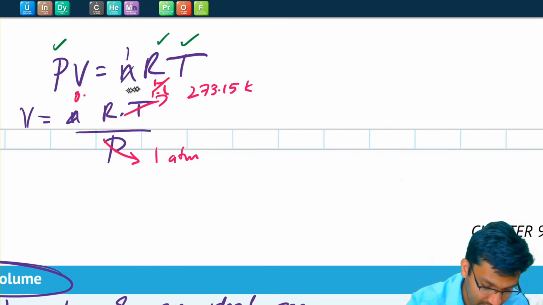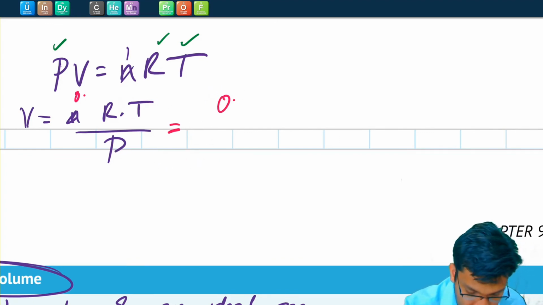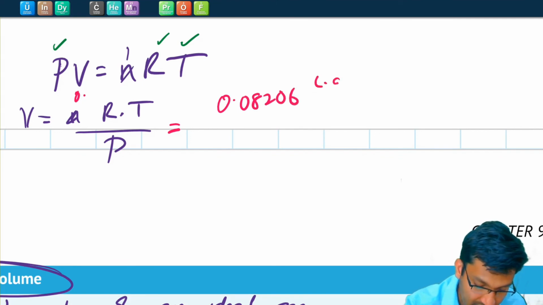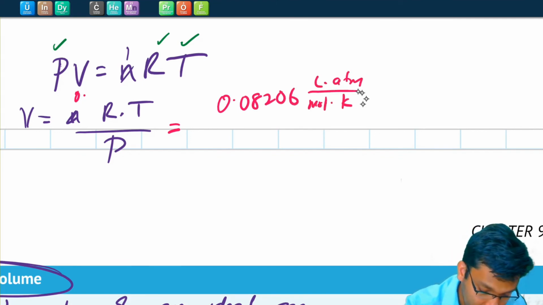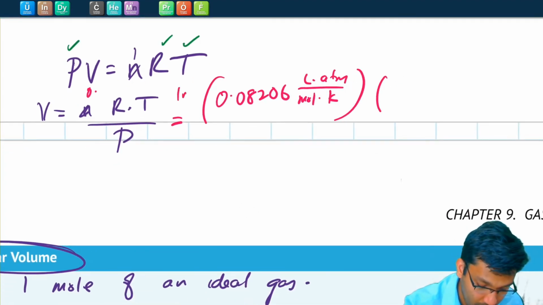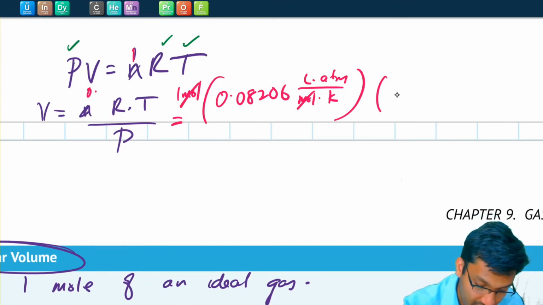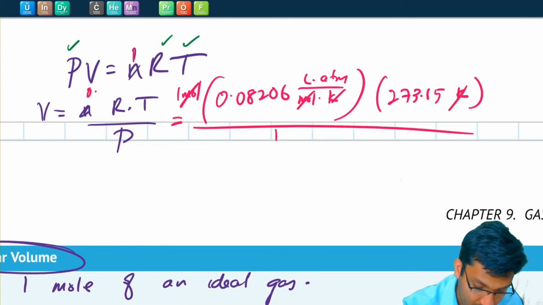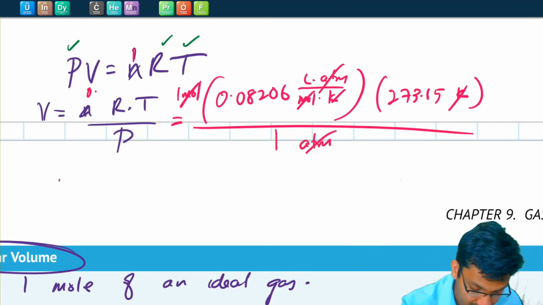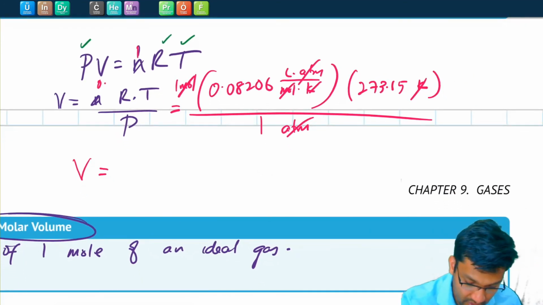I should write this a little bit easier so that you can see. R is 0.08206 liters times atmospheres divided by moles times Kelvin. We have 1 mole, it's the volume for 1 mole of gas, so moles will cancel out with moles. Our temperature is 273.15 Kelvin, so Kelvins cancel there, and our pressure is 1 atmosphere, so that atmospheres cancel there. So the volume for 1 mole of gas would be, plug this in our calculator, we get about 22.4 liters.